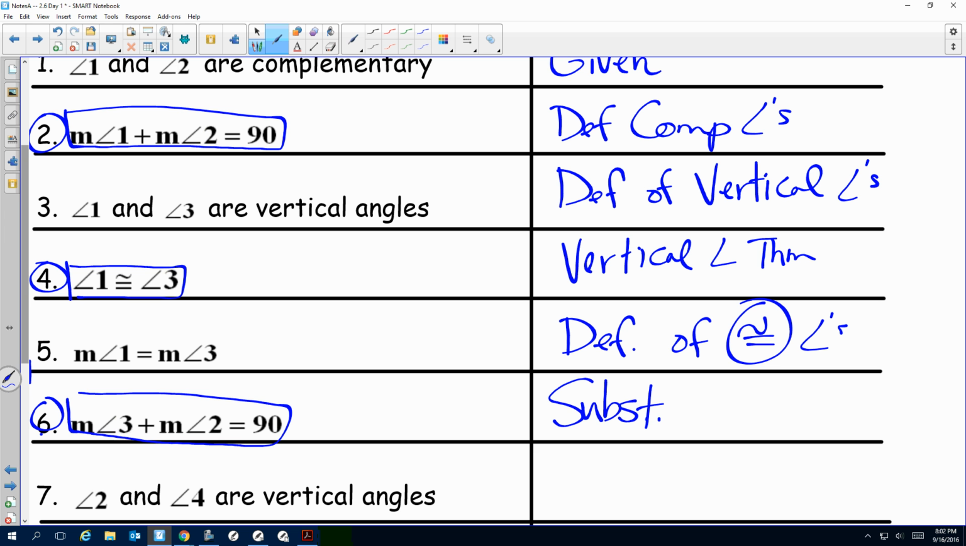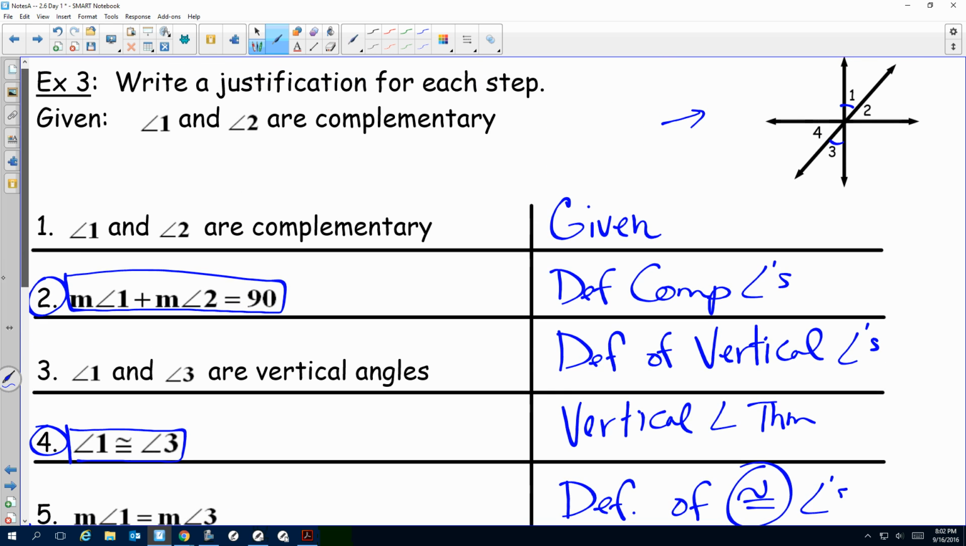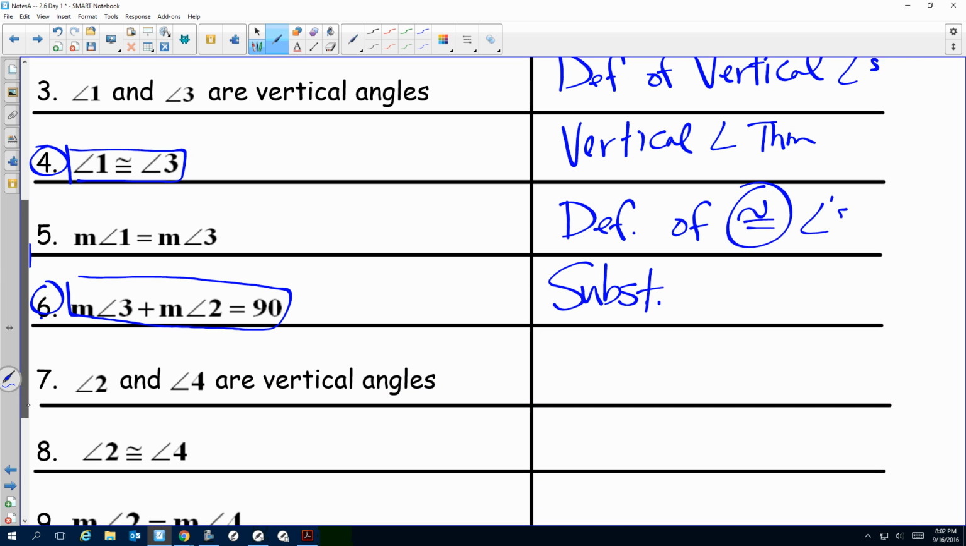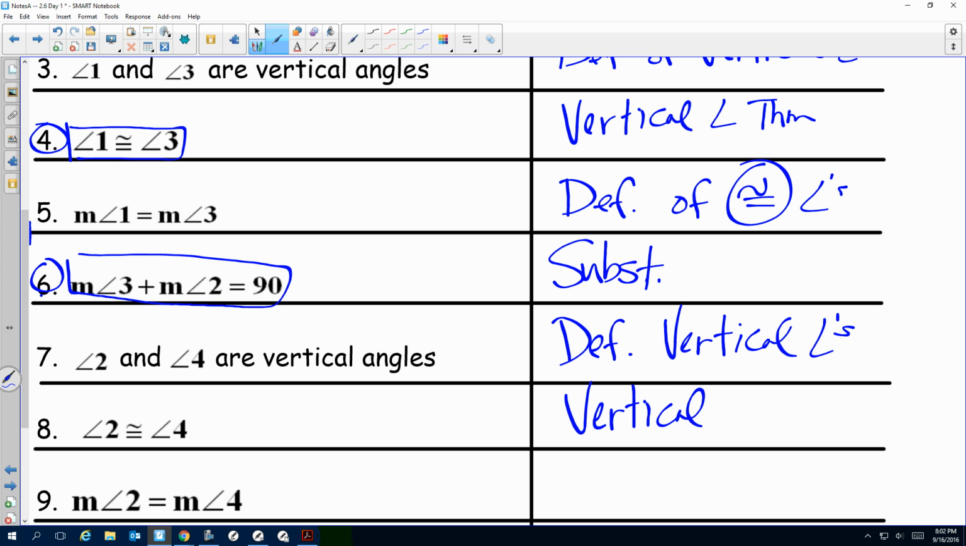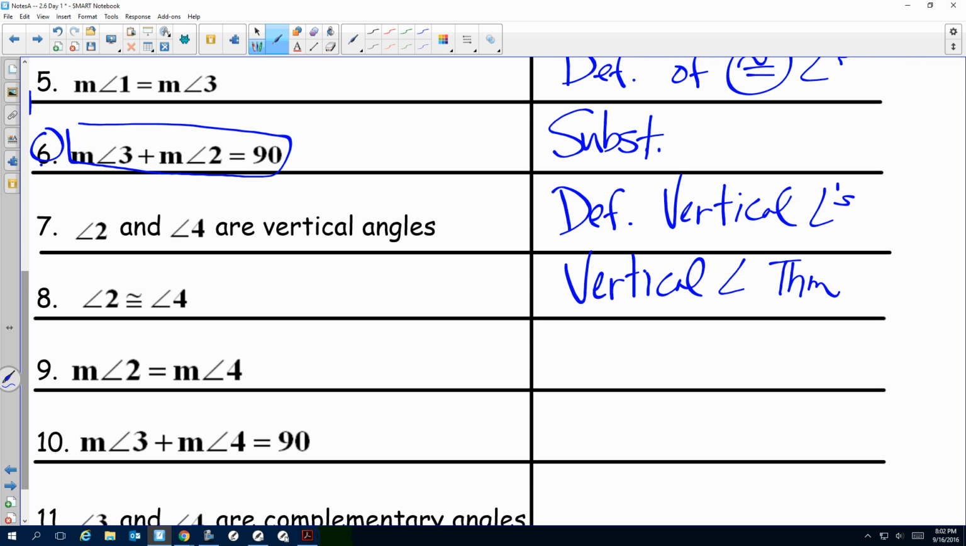And then our next step, we're talking about 2 and 4. We get it from the diagram, look at 2 and 4. 2 and 4 are also vertical, so that's our definition of vertical angles. So that means 2 and 4 are congruent. That's our vertical angle theorem. So the measure of angle 2 equals the measure of angle 4. That's our definition of congruency.